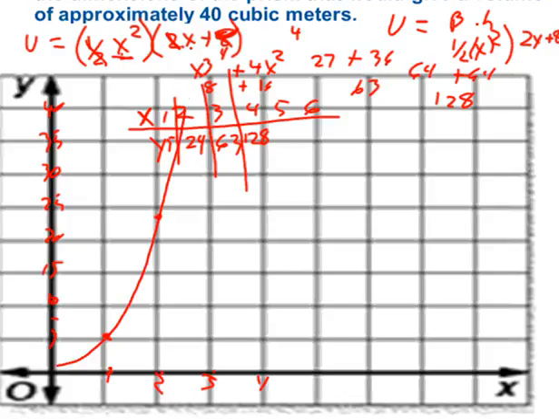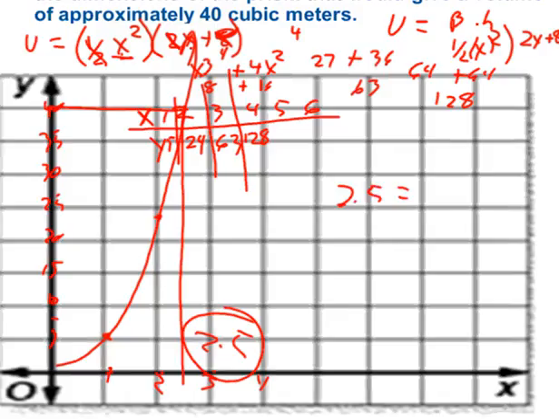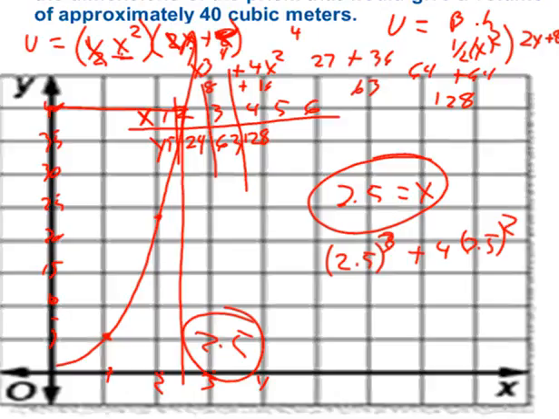So this is a graph that goes very quickly up like that. Where about does it cross the 40 line? It crosses the 40 line somewhere at about 2.5. So the approximate value of x here is 2.5. If we actually plug that into our equation to calculate, we would get 2.5 cubed plus 4 times 2.5 squared. And if we work that out, we get just a little bit over 40.